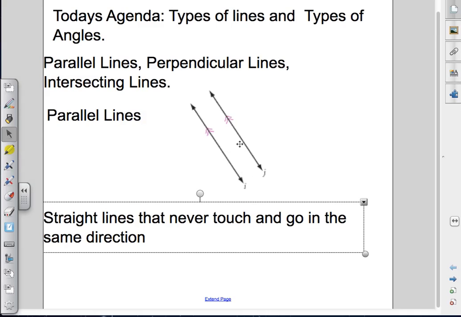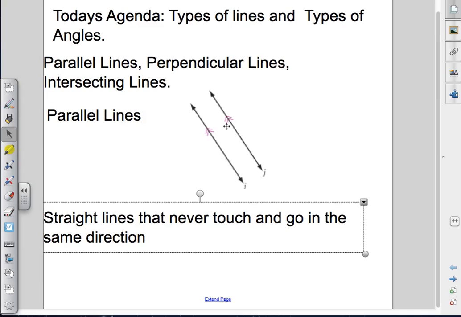Now you may notice a couple of things about these lines. One, there's only one letter for each line. That's because we're not really interested in identifying points on the line. Right now we just want to say, listen, I want you to look at this line here. We're just going to call it I for now, and this line here we're going to call it J for now. So this would be my line I, this would be my line J.